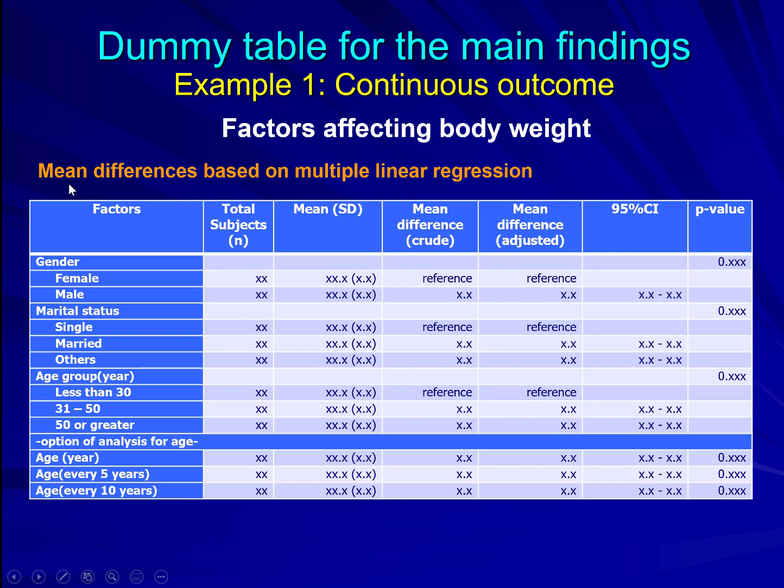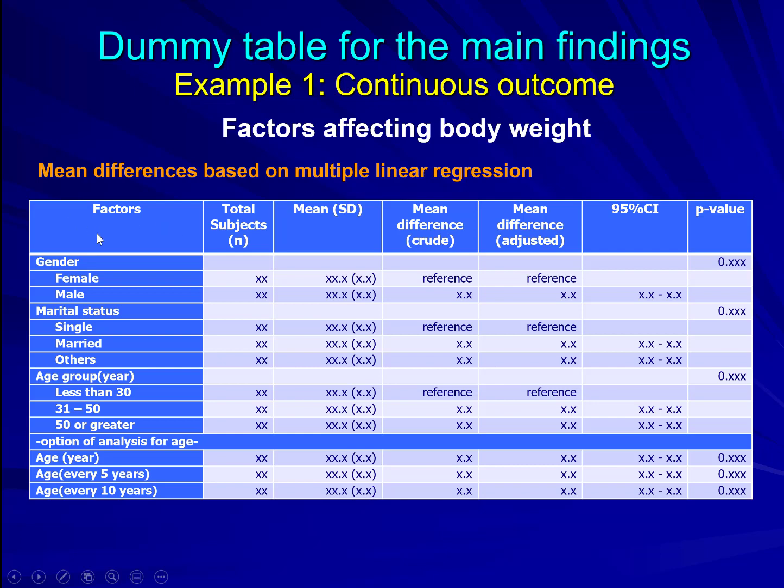So the magnitude of effect, the effect measure for a continuous outcome, is the mean difference. Based on what method? Multiple linear regression, if you can recall my previous slide.